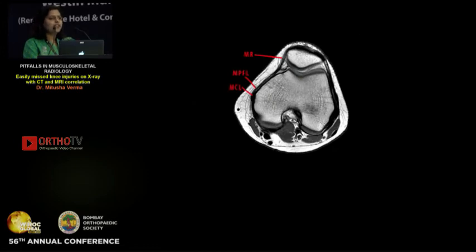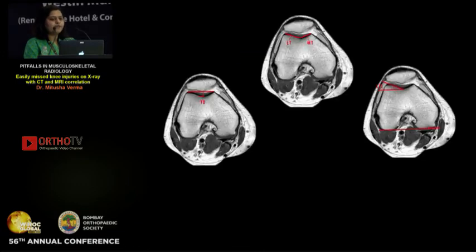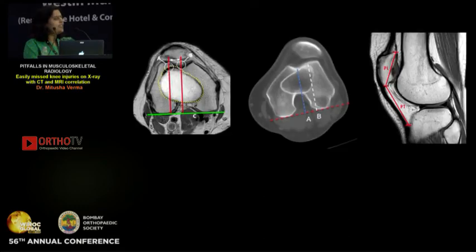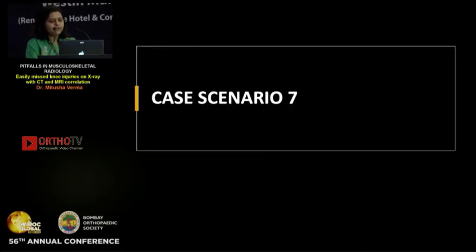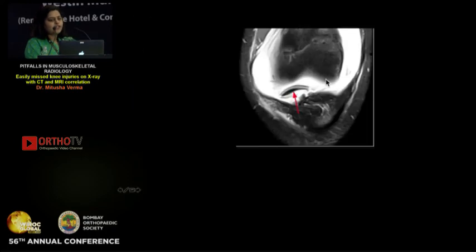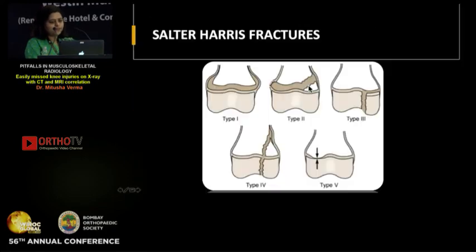So that is the advantage of this cross-sectional imaging, where you can comment upon the sulcal depth, the TTTG distance, and all of us know the importance of these measurements. So CT and MR in these cases, and also we can identify these small chondral fragments.